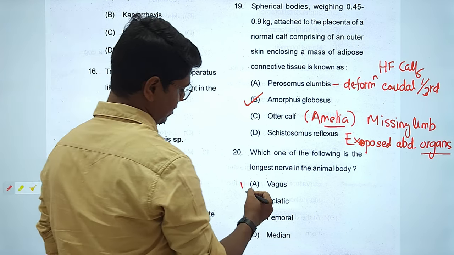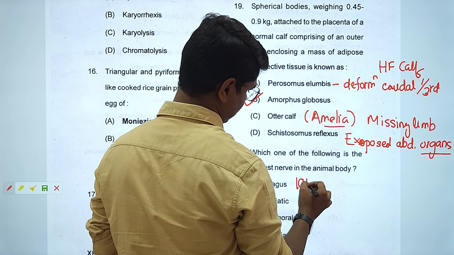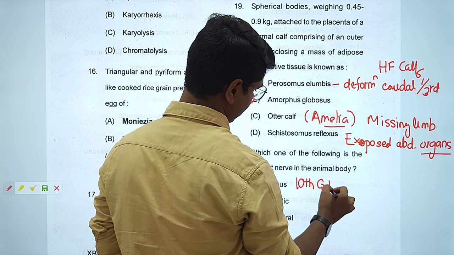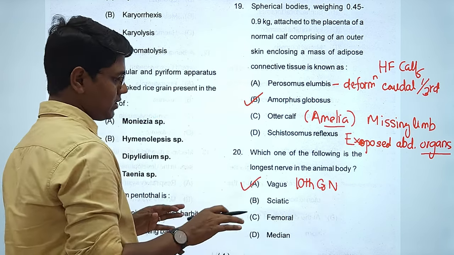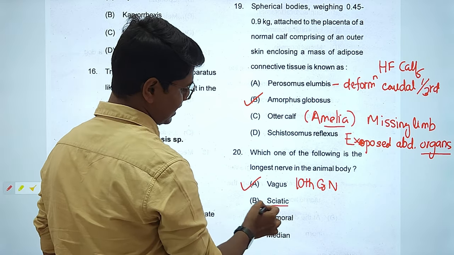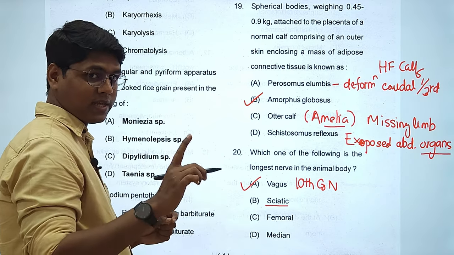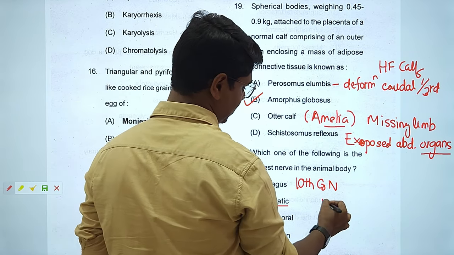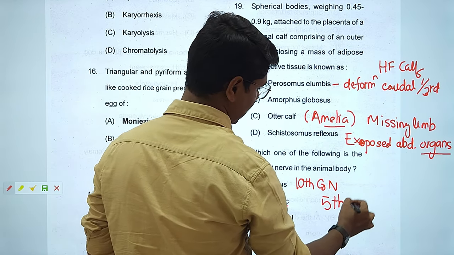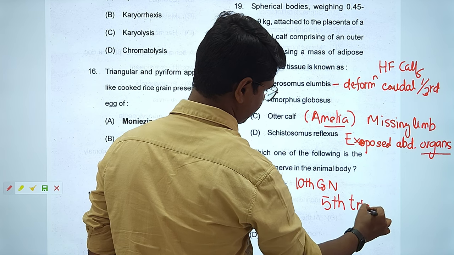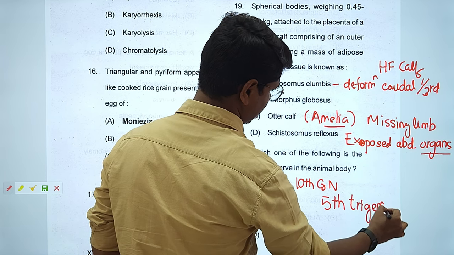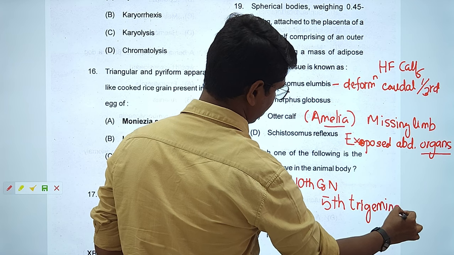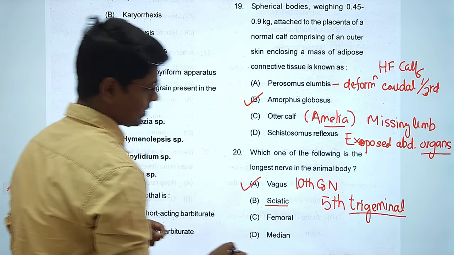Which one of the following is the longest nerve in the animal body? That is the vagus. Vagus is the 10th cranial nerve. If the question is changed to largest nerve, then it is the sciatic. Largest nerve of the body is the sciatic. If it is the largest cranial nerve, it is the 5th cranial nerve, the trigeminal. Okay. So pay attention to your question, what it is asking.